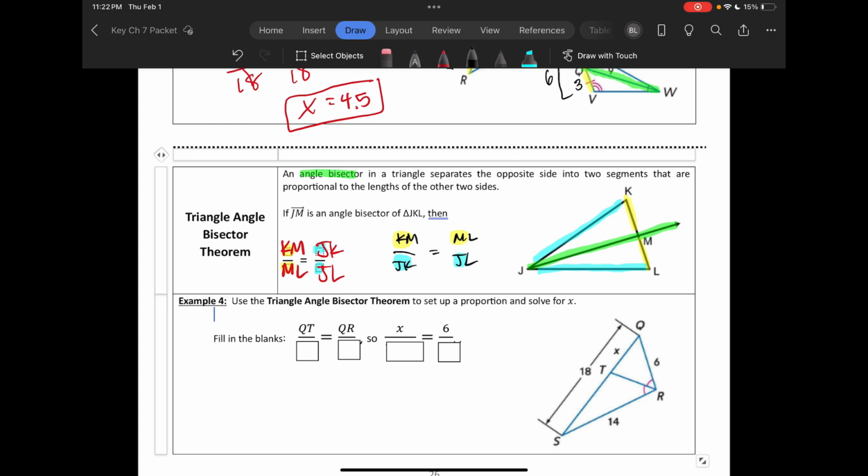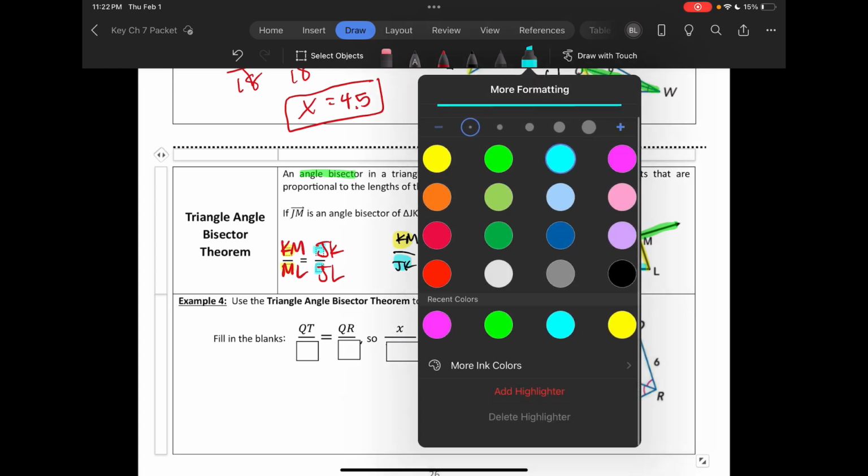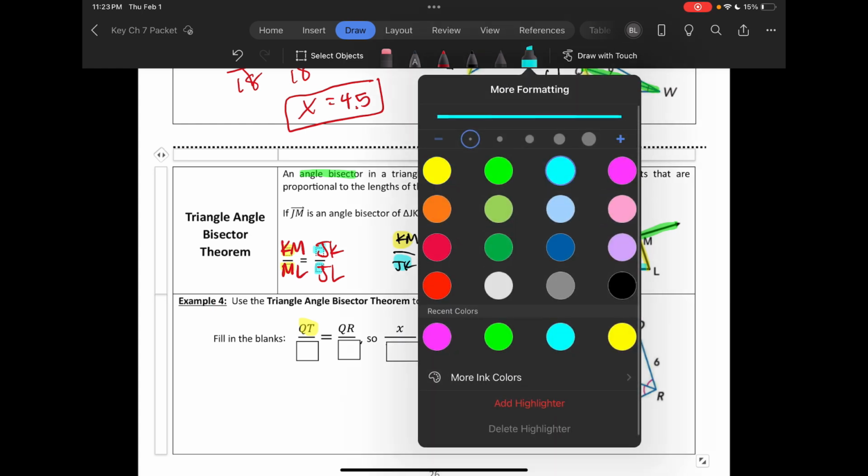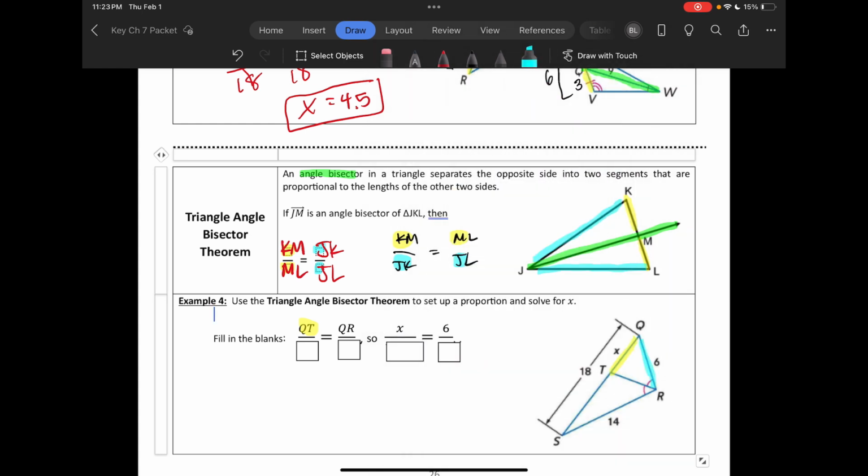It says use the triangle angle bisector theorem to set up a proportion and solve for x. If I look at what we currently have here, we'll go ahead and just rely on the highlighters to help us make sense of this situation. So it says fill in the blanks. QT is this part right here. And then QR is this part right here.